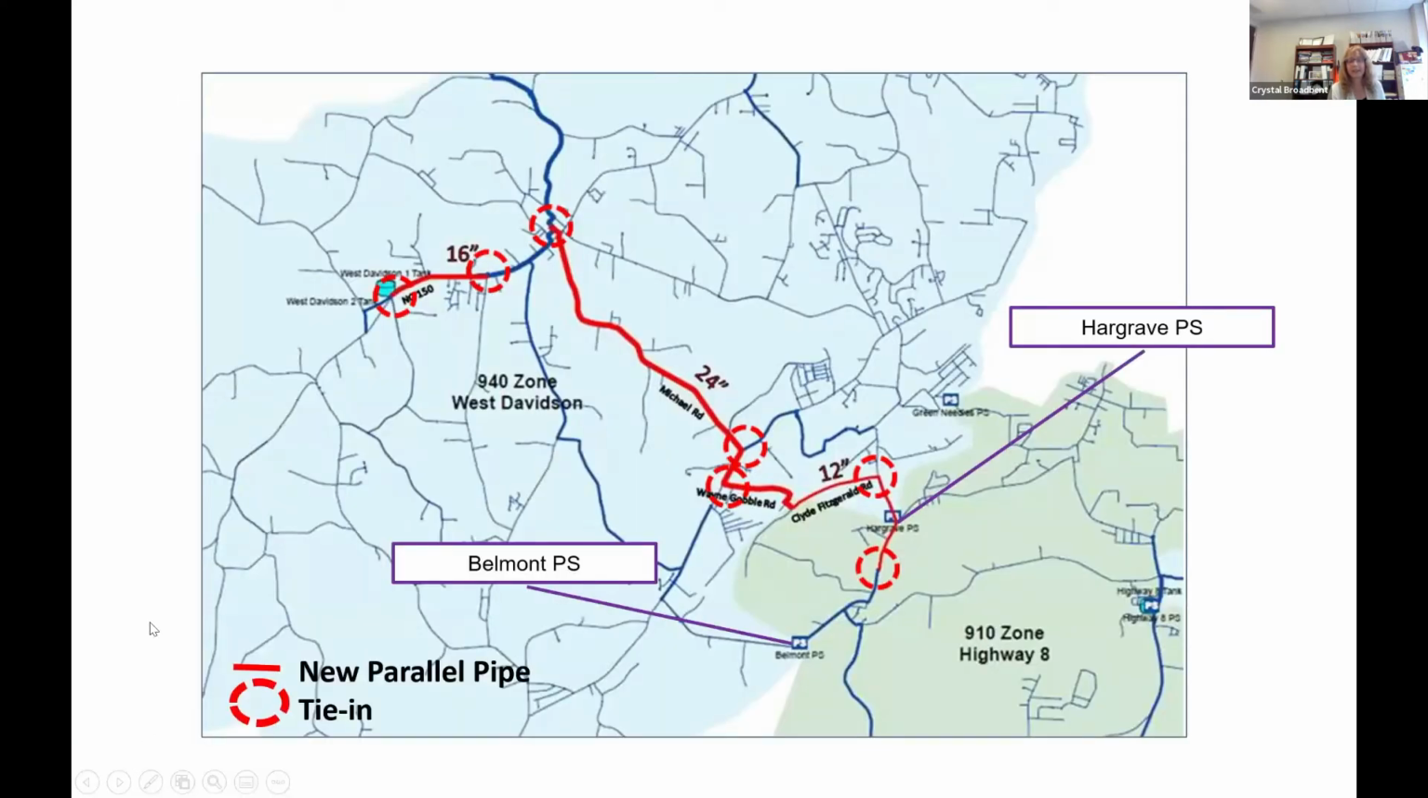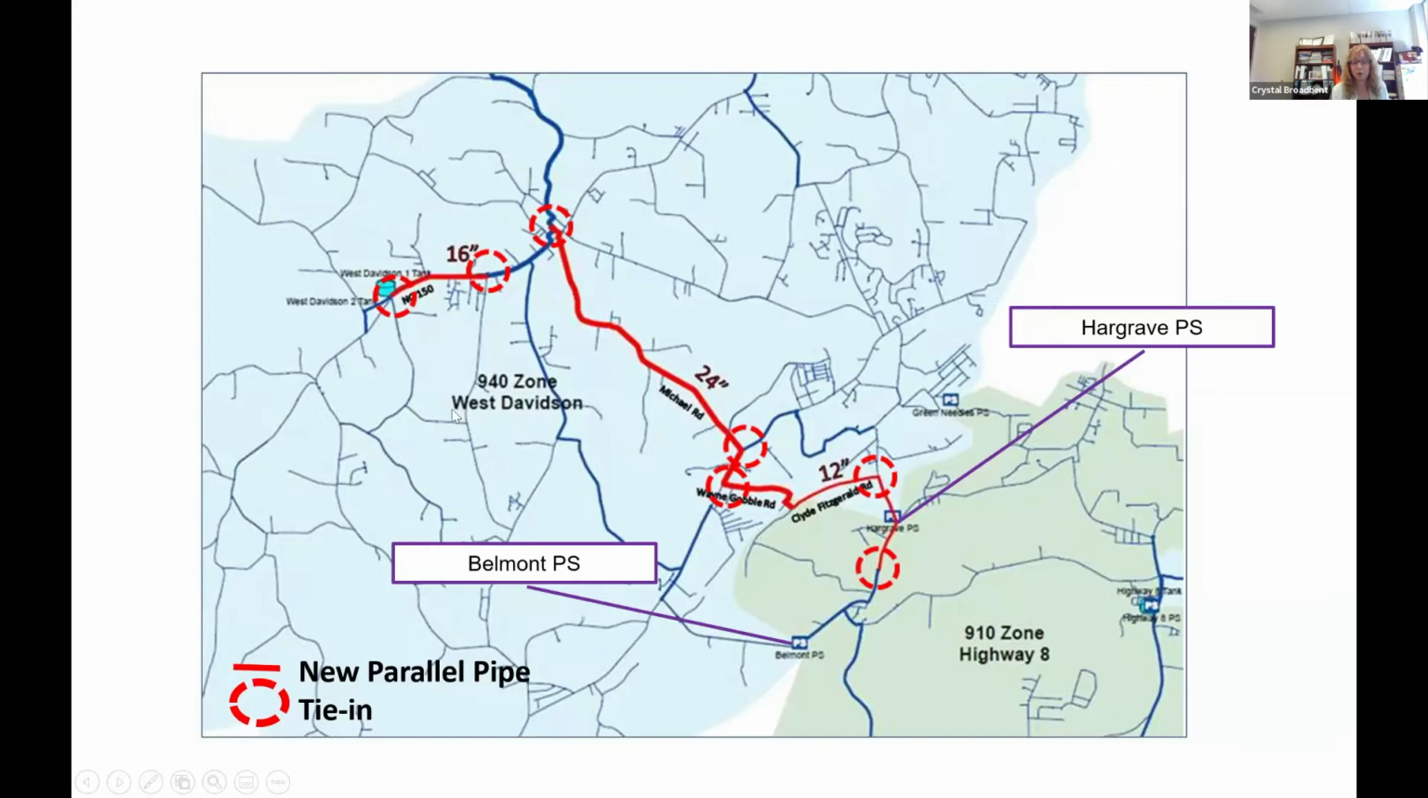One of the other things that came along in the master plan was also recommendations for new transmission mains on both the suction and the discharge side. So this is the Hargrave pump station we'll be looking at. This is the tank that provides most of the suction side to it. And this is the tank that we're pumping to on the discharge side.